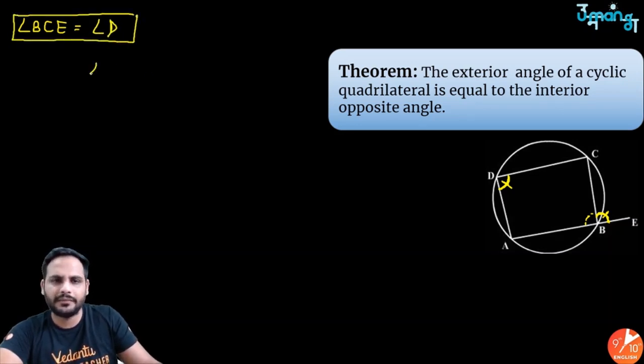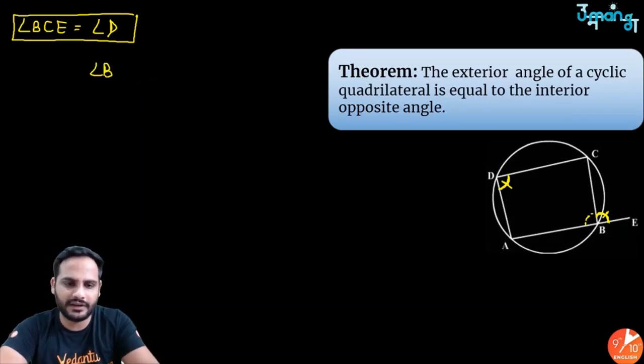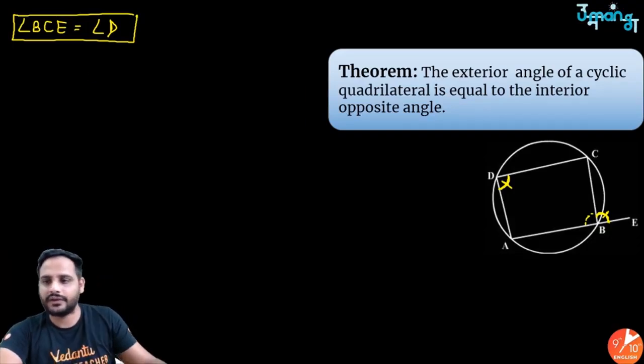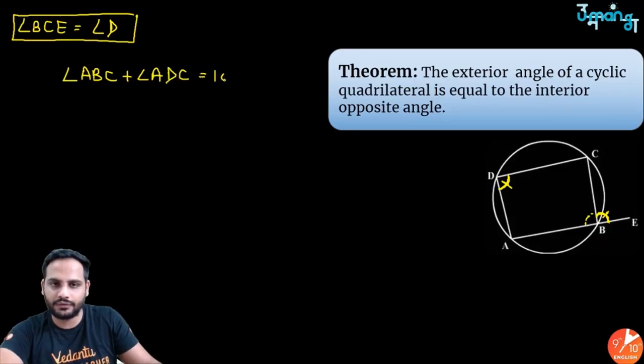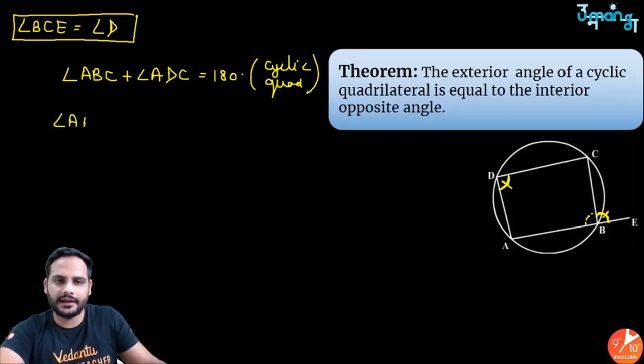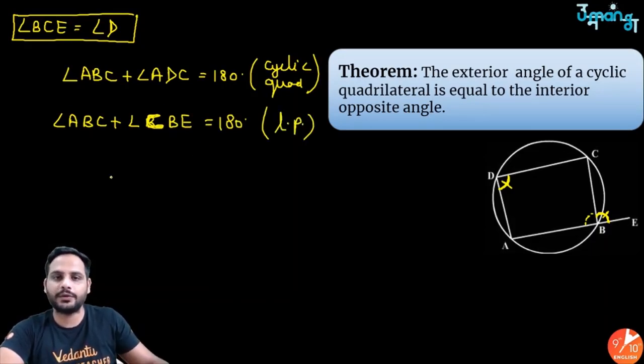It's very easy. First thing we know, angle B plus angle D will be equal to 180 degrees. Opposite angles of a cyclic quadrilateral are supplementary. So one thing I know is that angle ABC plus angle ADC is equal to 180 degrees, because ABCD is a cyclic quadrilateral. Second thing I can say is angle ABC plus angle CBE will also be equal to 180 degrees. The reason is they are forming a linear pair. So both the equations are equal to 180 degrees, equate them.